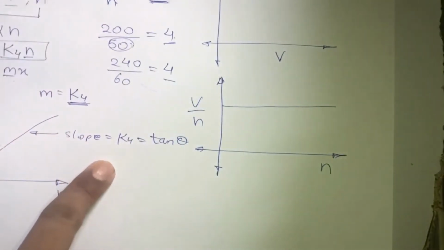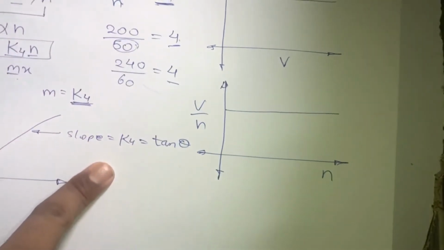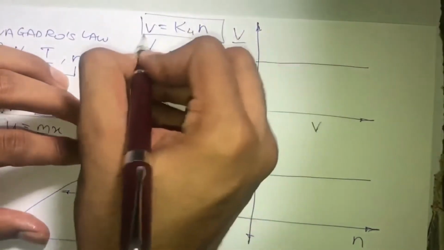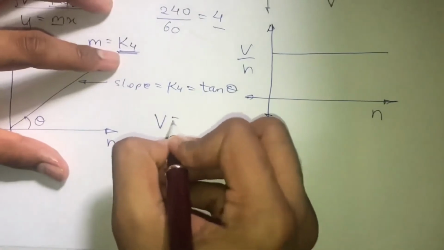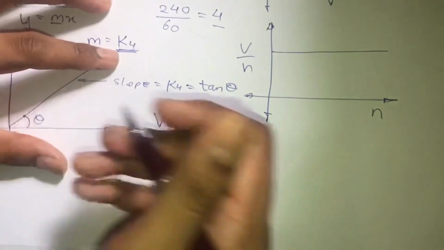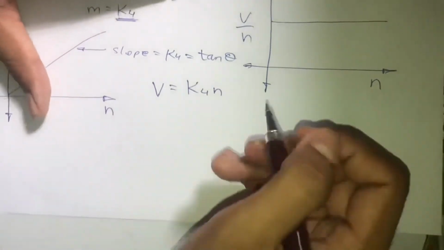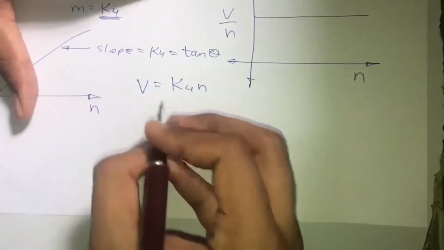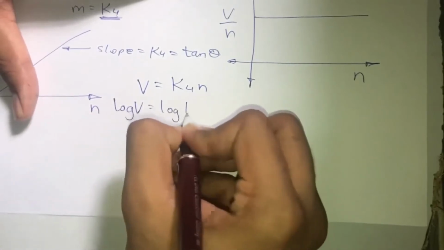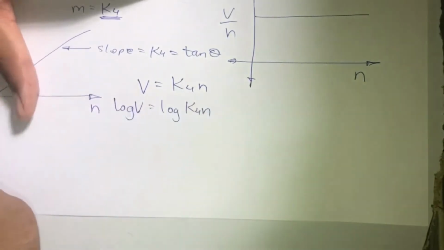So I hope this is clear for you. Now I am going to consider this equation again. So let us consider this V upon K4N. Now what I am going to do is take log on both the sides. So log of V is equals to log of K4N.